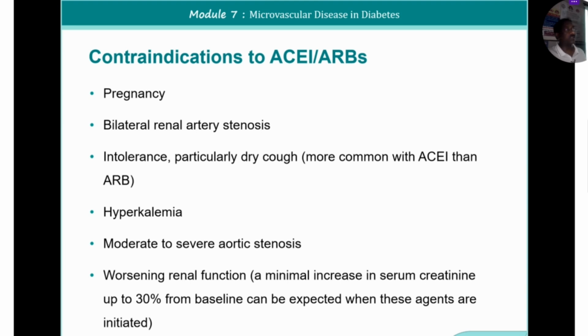Bilateral renal artery stenosis, it's a big contraindication. Intolerance, especially the dry cough, more with the ACE inhibitors, then you can change over to the ARB. Still if the person is having cough with some particular ARB, change to another ARB. Suppose they're getting more cough with telmisartan, change to another sartan. Hyperkalemia, a big contraindication. Moderate to severe aortic stenosis, so don't use it. Worsening of the renal function.